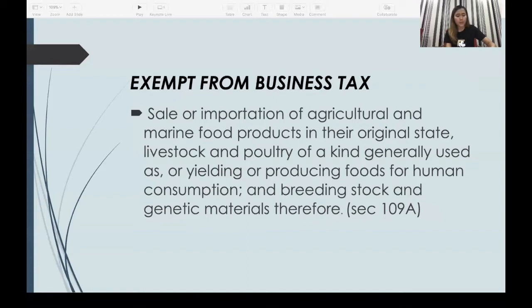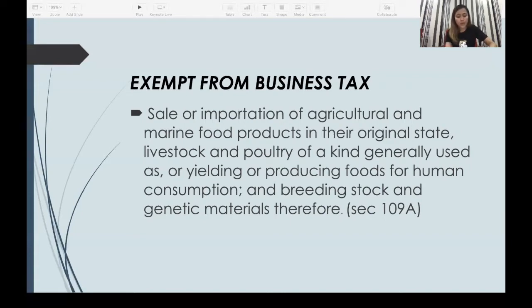Here, the person engaged into importation of agricultural and marine food products in their original state, meaning raw materials talaga siya, like the vendor selling vegetables. Hindi siya luto. Gulay talaga siya. Raw pa siya. Regardless of the annual sales nung nagbebenta ng gulay, at the end of the year, regardless kung magkano yung sales niya, hindi siya subject to VAT.